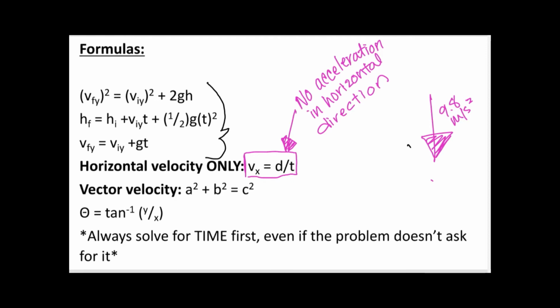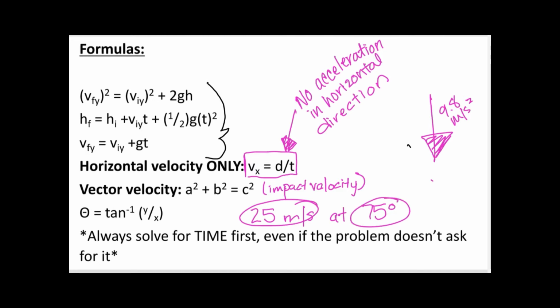And then when we're trying to get the vector velocity, sometimes they'll call this the impact velocity. I like to call it the vector velocity because it reminds me that I need to solve for the vector. When they ask for the impact velocity or the vector velocity, you need to have an amount, like 25, but then also some sort of angle, like 75 degrees. So the total vector velocity is going to include this magnitude and also this direction. Vectors have both.